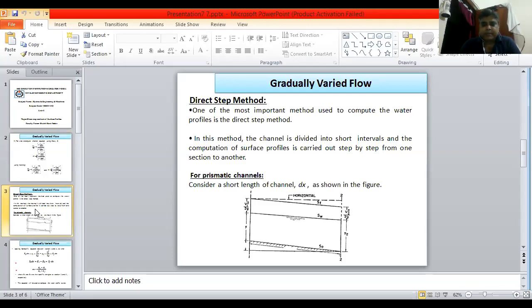Consider a prismatic channel, where the short length is dx as shown in the figure, and y1 is the depth at section 1, y2 is the depth at section 2, S0 is the bed slope, Sw is the water surface slope, Sf is the energy slope, and V1 squared upon 2g is the velocity head at section 1, V2 squared upon 2g the velocity head at section 2.